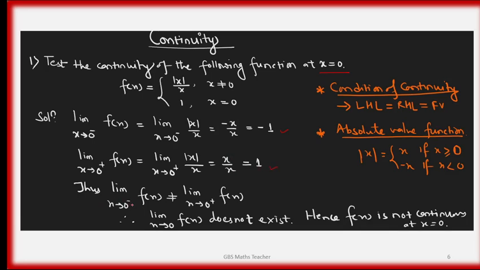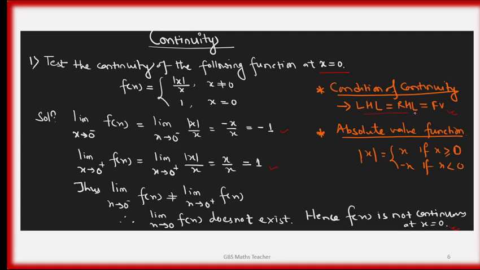Thus the left hand limit does not equal the right hand limit, so the limit does not exist, hence f(x) is not continuous. We have to prove it is not continuous at x equal to 0. The condition of continuity is left hand limit equals right hand limit equals the functional value. Here the limit does not exist, so it is not continuous.